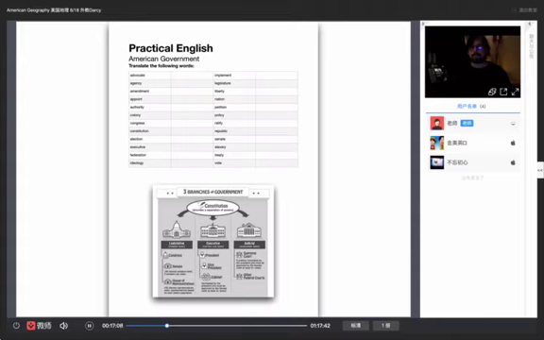Legislature, one of the branches of government. We have the judicial, executive, and legislature. So we'll talk about that in greater detail later on.